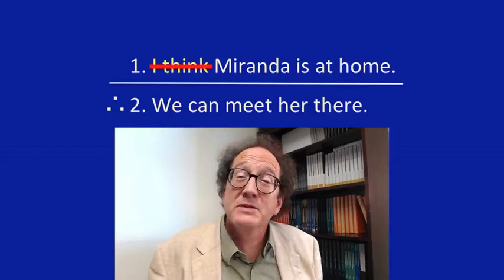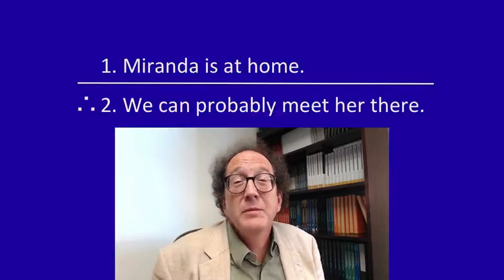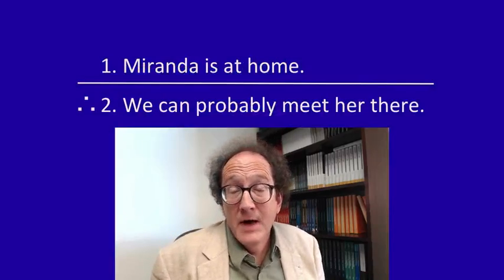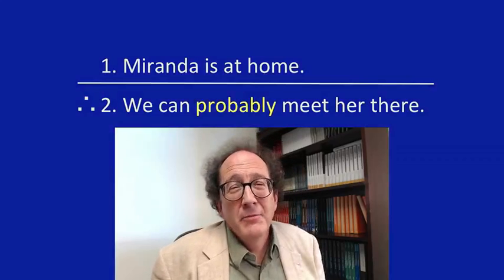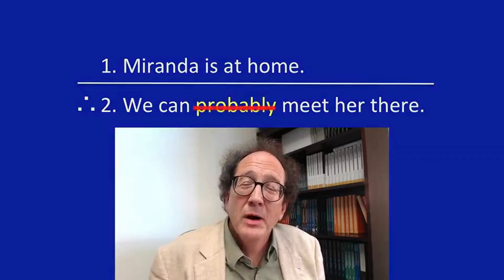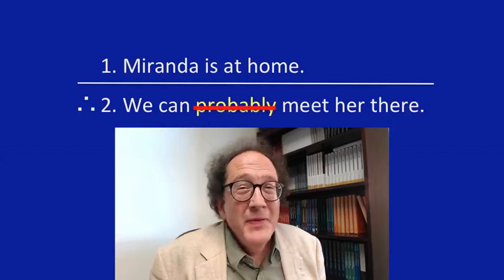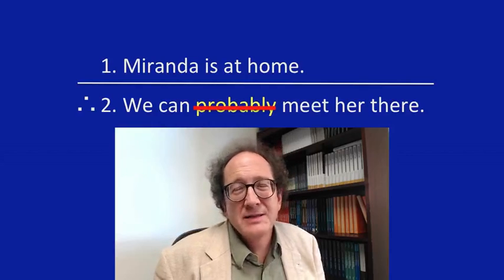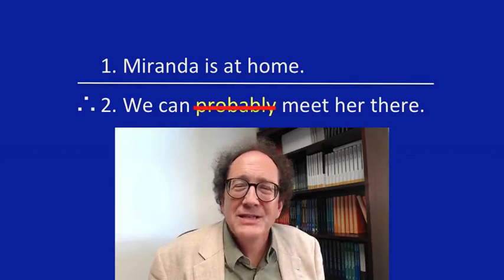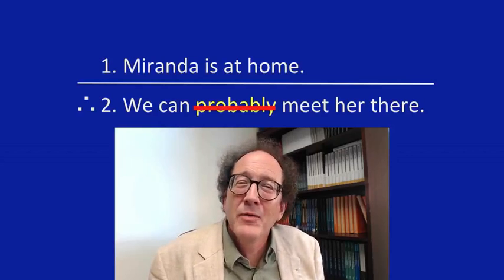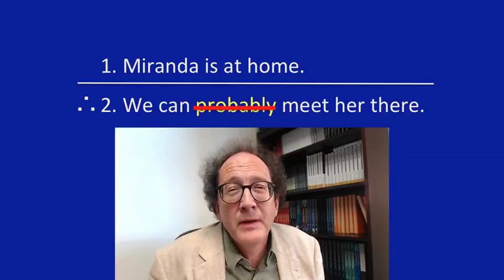And contrast this with a different argument. Miranda's at home, so we can probably meet her there. Now there's another guarding term, right? Probably. Can you get rid of that? Well, then the argument becomes, Miranda's at home, so we can meet her there. But that's clearly not what the speaker was trying to say if they included the word probably. They realize that the fact that she's at home right now doesn't mean that we can meet her there, because it might take us a while to get there and she might leave while we're on the way.